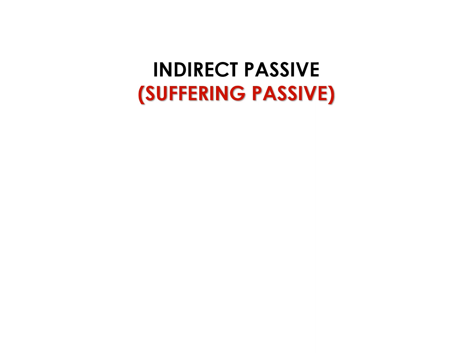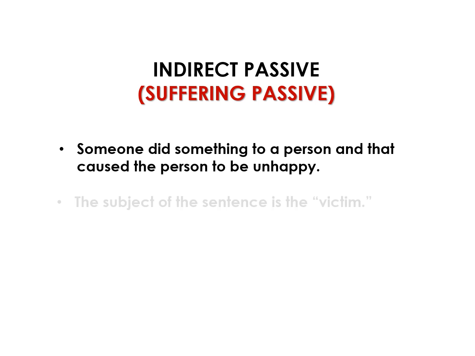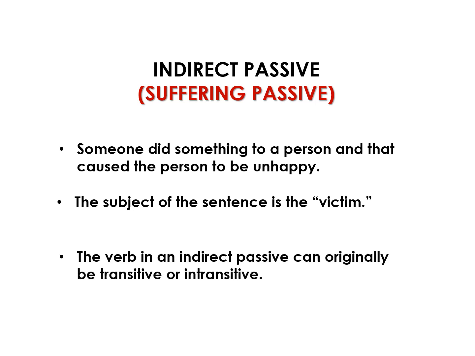Next is indirect passive. The whole idea in an indirect passive sentence, also known as the suffering passive, is that someone did something to a person and that caused that person to be upset. The subject of the sentence is the victim of that suffering. And in a suffering passive sentence, the verb can originally be transitive or intransitive. Let's look at some examples.